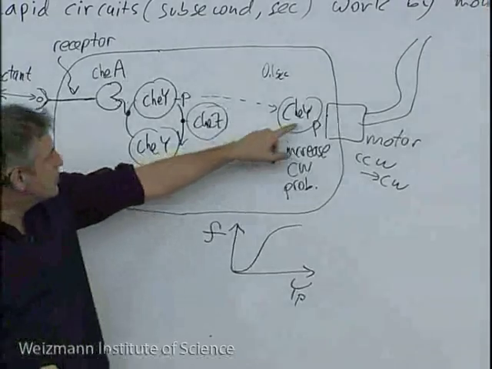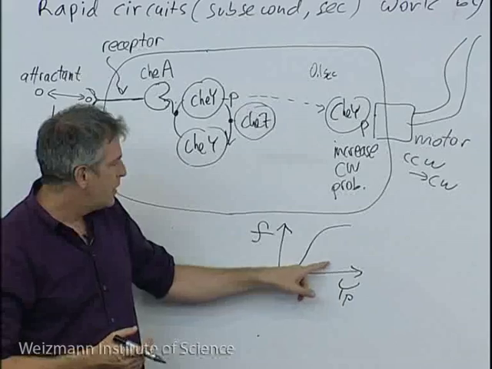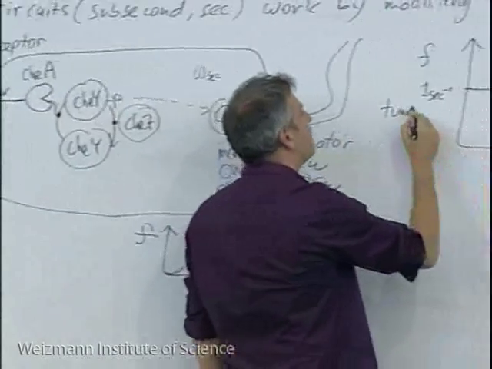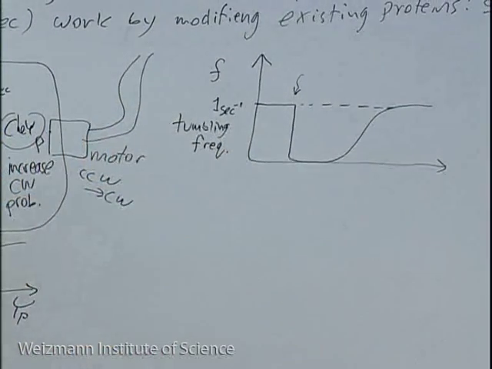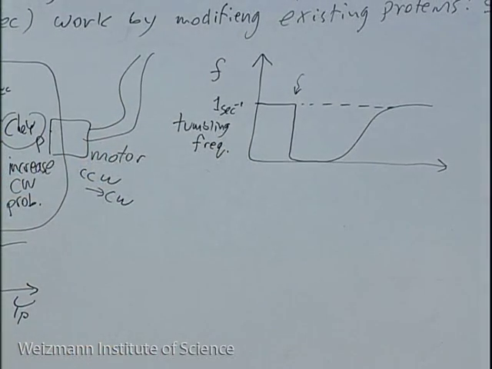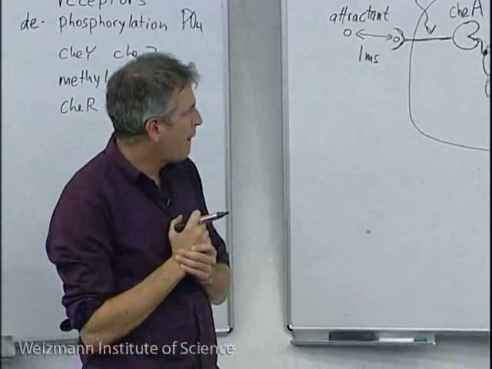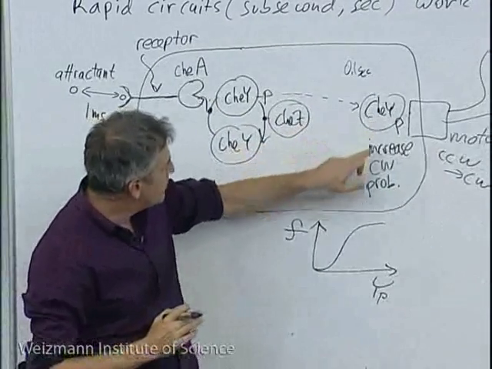So it's the concentration of this protein in its phosphorylated form that reads out to the tumbling frequency. F is the tumbling frequency: how many times per second you change direction, make random changes in direction. As the concentration of phosphorylated CheY goes up, the tumbling probability goes up.